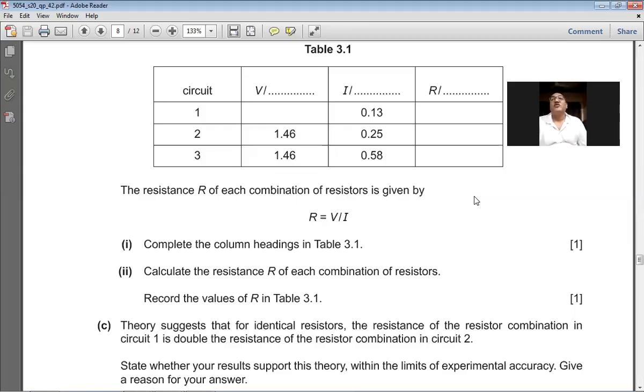Resistance is equal to voltage divided by current. Complete the column headings in the table 3.1. So the column headings are these. Voltage, that will be measured in volts. I, that will be measured in amperes. So you put an A here.